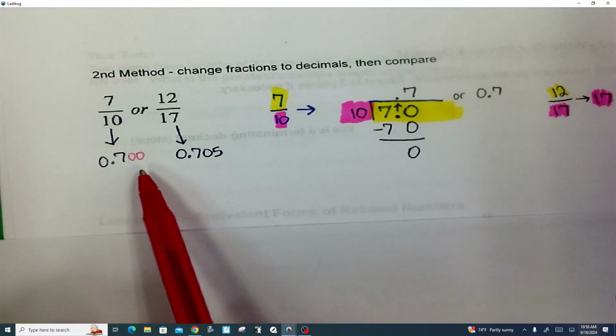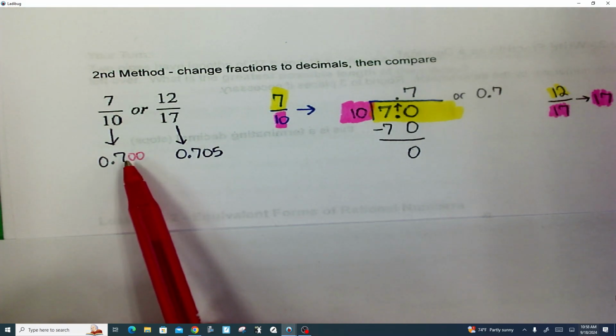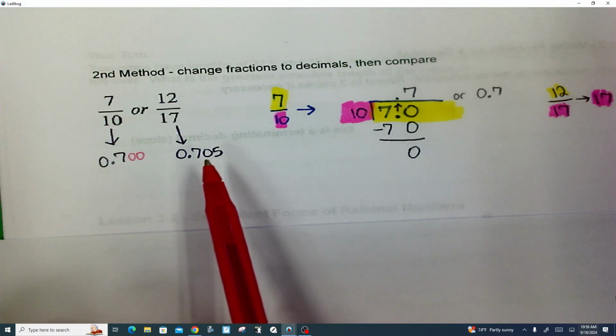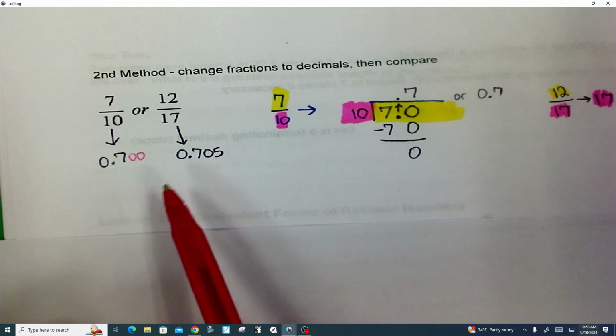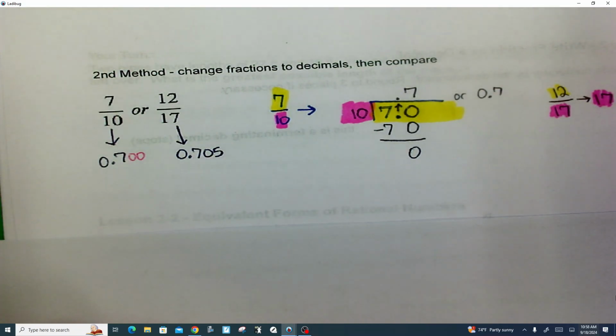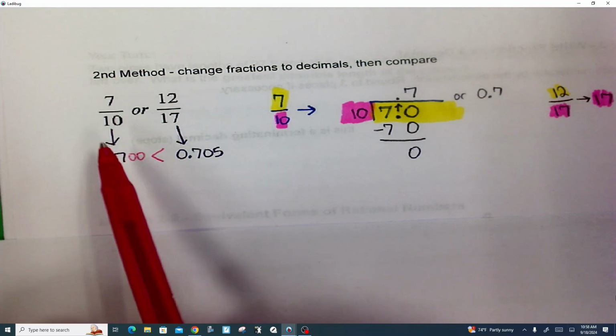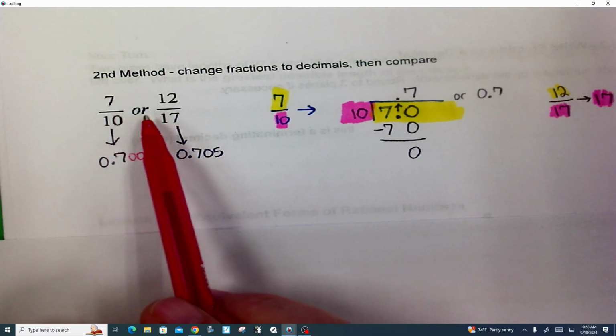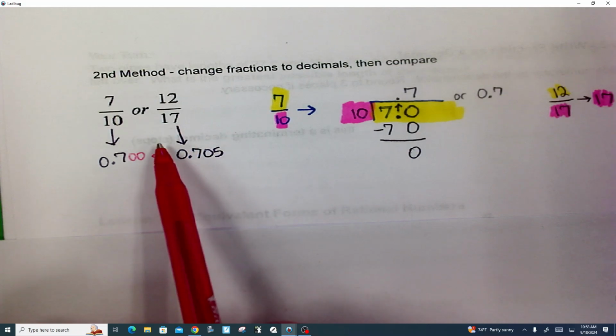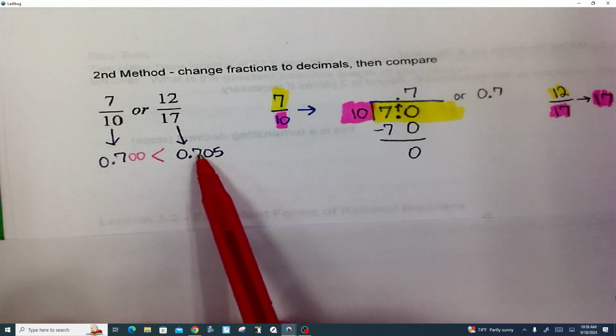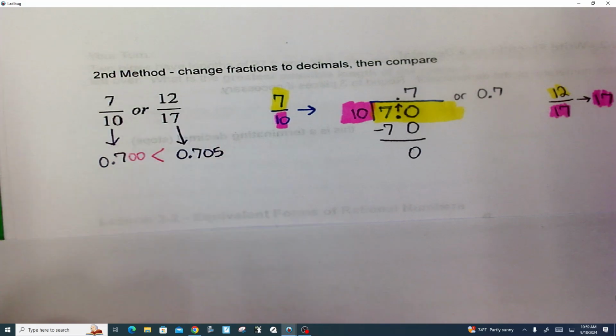What we're trying to get you to see is that you would kind of do this. What's bigger, 700 or 705? I'm hoping you say 705. So which fraction is larger, 7/10 or 12/17? Since it's this for the decimal, we're going to say this fraction is the largest. So that's another method. And by the way, there are still other methods out there. Find one that works for you that you can use quickly and efficiently to compare fractions.